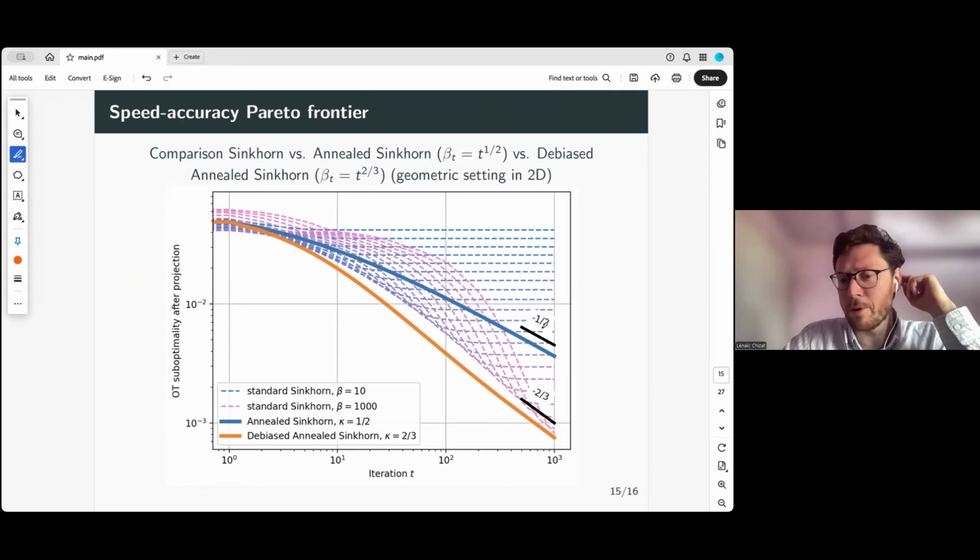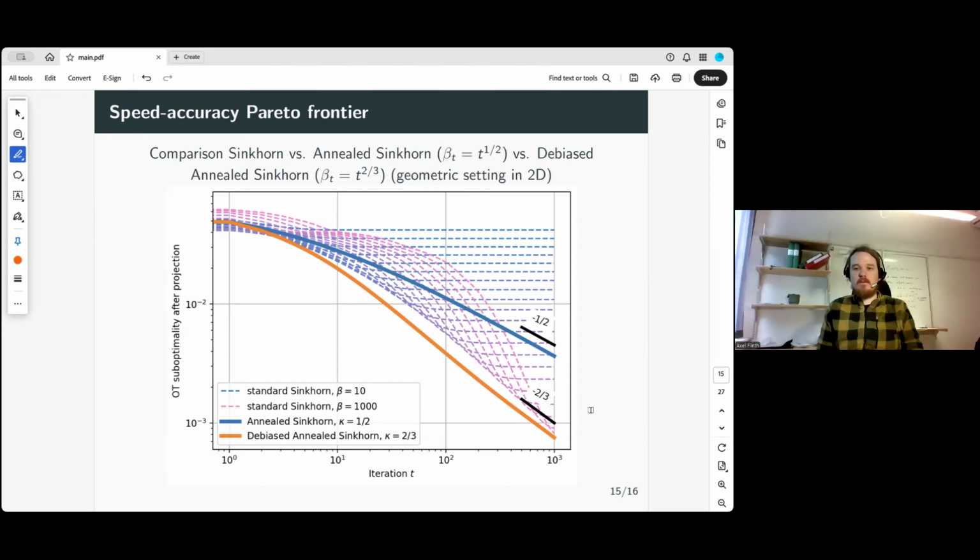What is proved in the paper is a proof of convergence in t to the -2/3. That's the one you get from this online mirror descent interpretation. But as you see here, it's not tight. So I don't know if it's what can be reached theoretically, but of course that would be a very interesting question to understand what this Pareto frontier rate is, and whether there are some algorithms that we can actually prove achieve the same rate. Yes. Thank you.